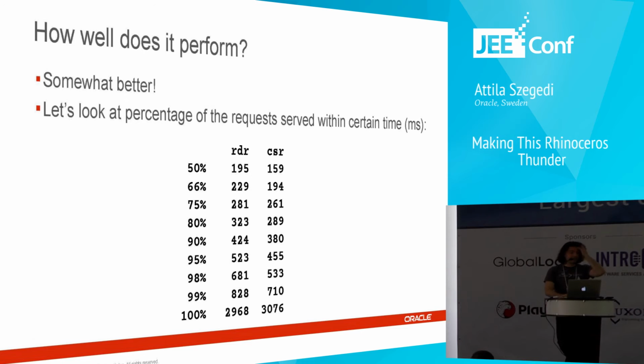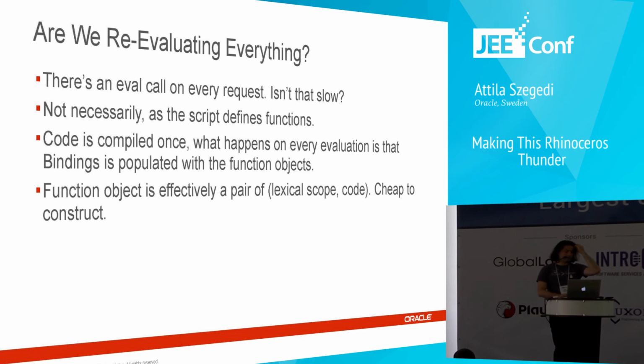So how well does this perform? Better. As you can see, compared to the reader, a compiled script gains you an edge. The 50th percentile goes from 195 milliseconds to 159. So again, it's a little bit faster.